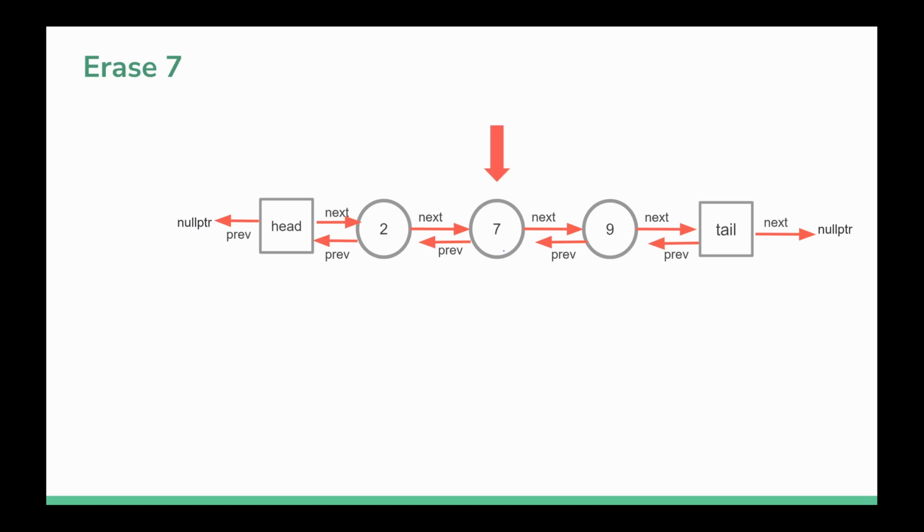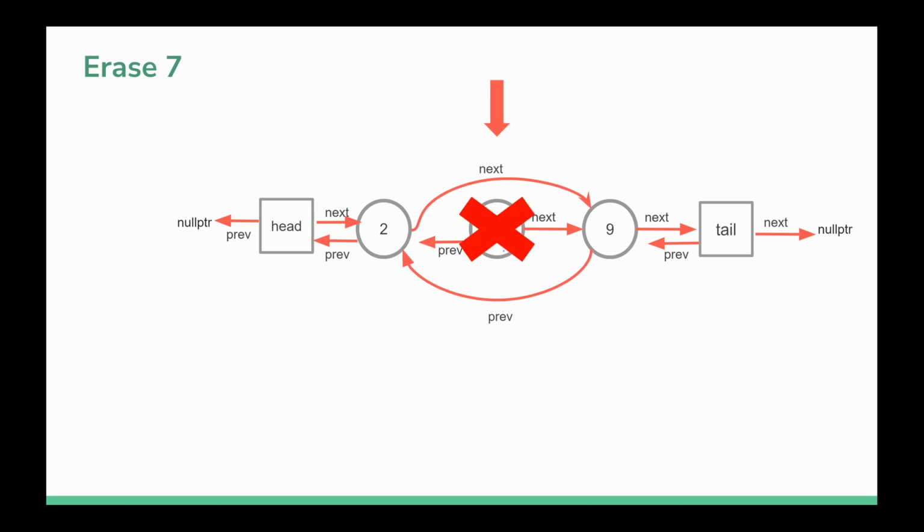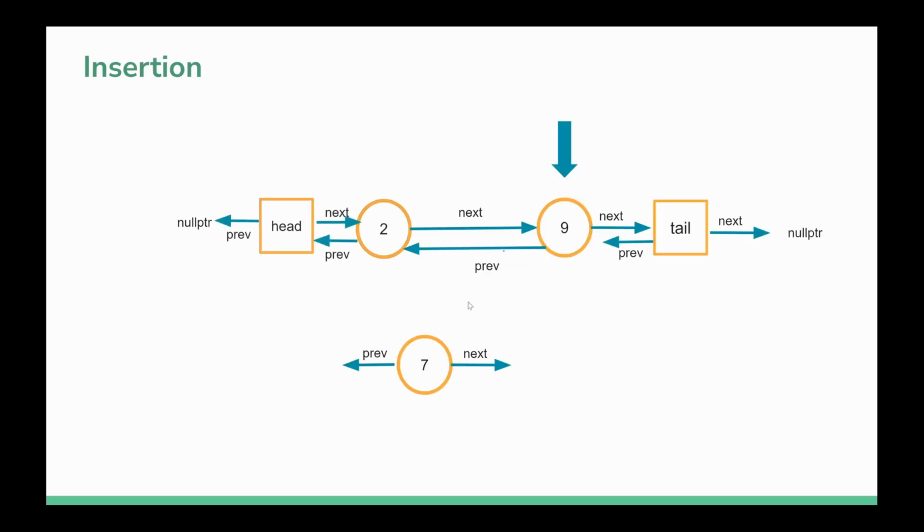And we'll traverse, we'll find 7, we'll locate it, and then we'll let our next pointer from the previous node go to 9, and our 9 previous go to 2. But it's important that we store 7 before we do this, and that way we can delete it. Otherwise, we will have a dangling pointer and no way to access and delete it, which will be a memory leak.